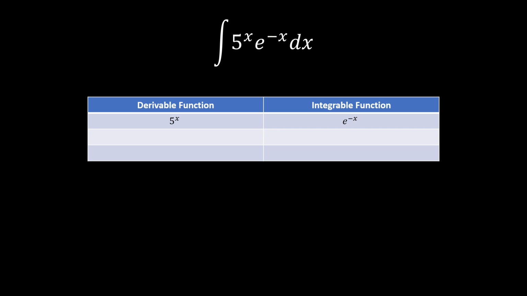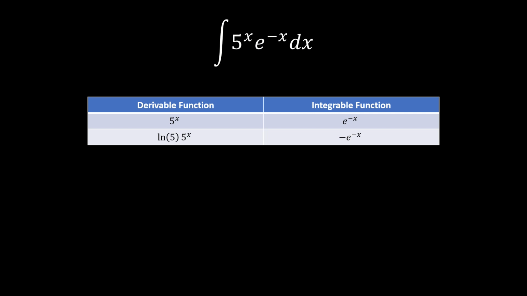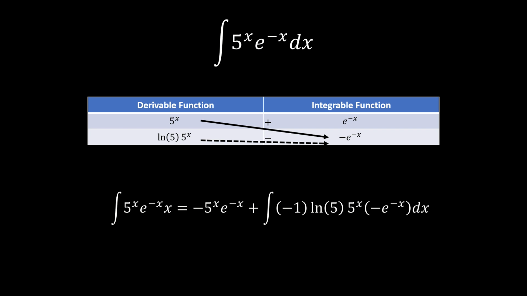Well, taking our easily derivable function of 5 to the x, and our easily integrable function e to the negative x, what we instead have is 5 to the x deriving to natural log of 5 times 5 to the x. And then our integrated function, e to the negative x, integrates to negative e to the negative x. Taking our diagonals and horizontals, each diagonal until we get our last row, which we'll use as a horizontal. The integral of 5 to the x e to the negative x, let's see.